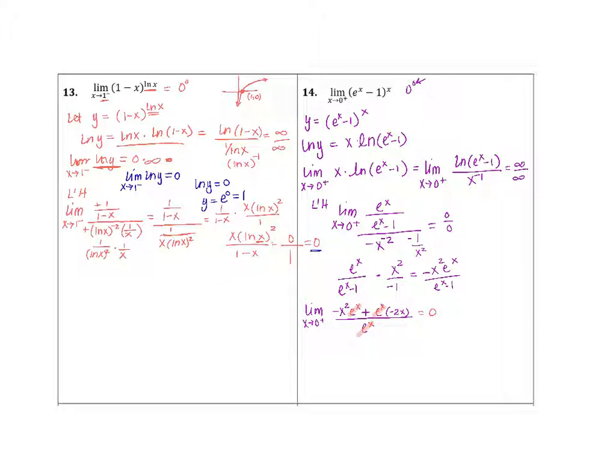Remember, that means that our limit as x approaches 0 from the right of the natural log of y equals 0. So the natural log of y equals 0, or e to the 0 equals y. So here our limit is 1.